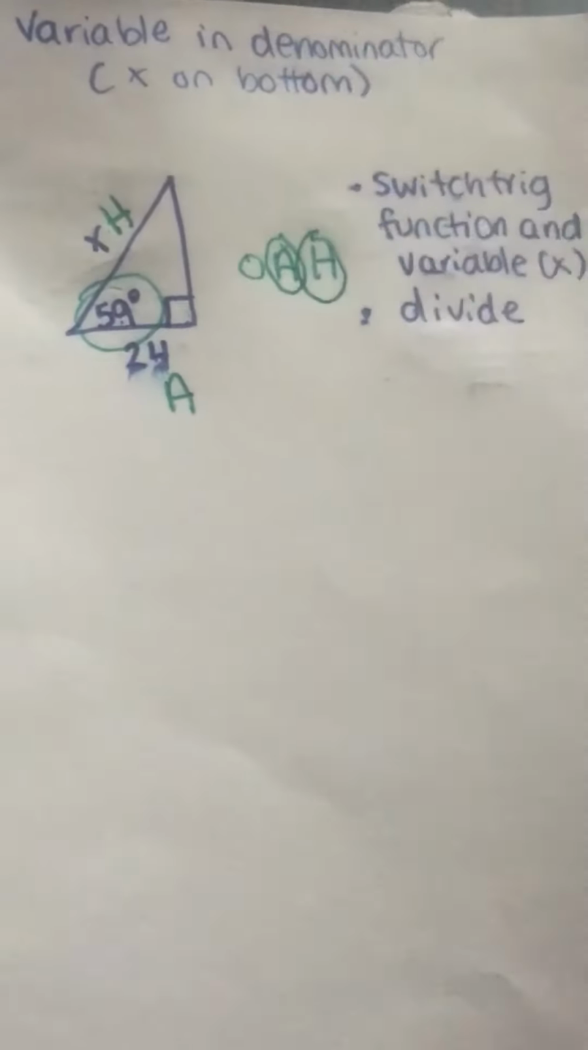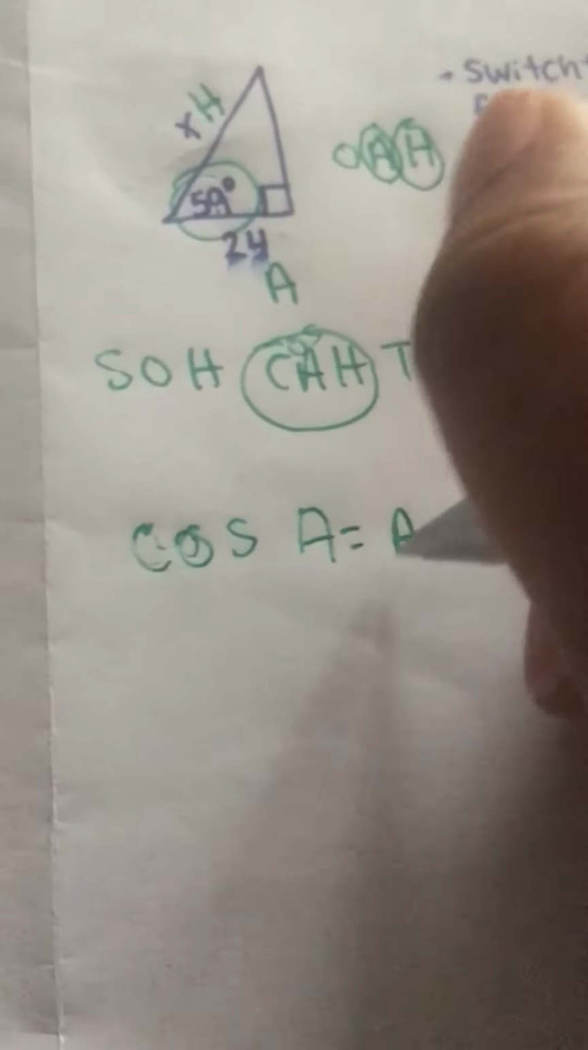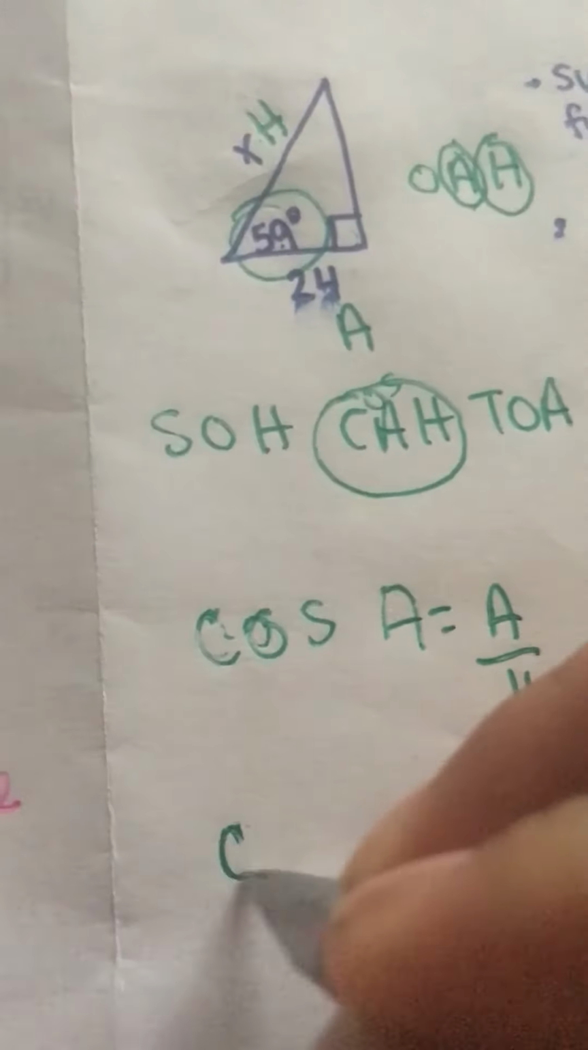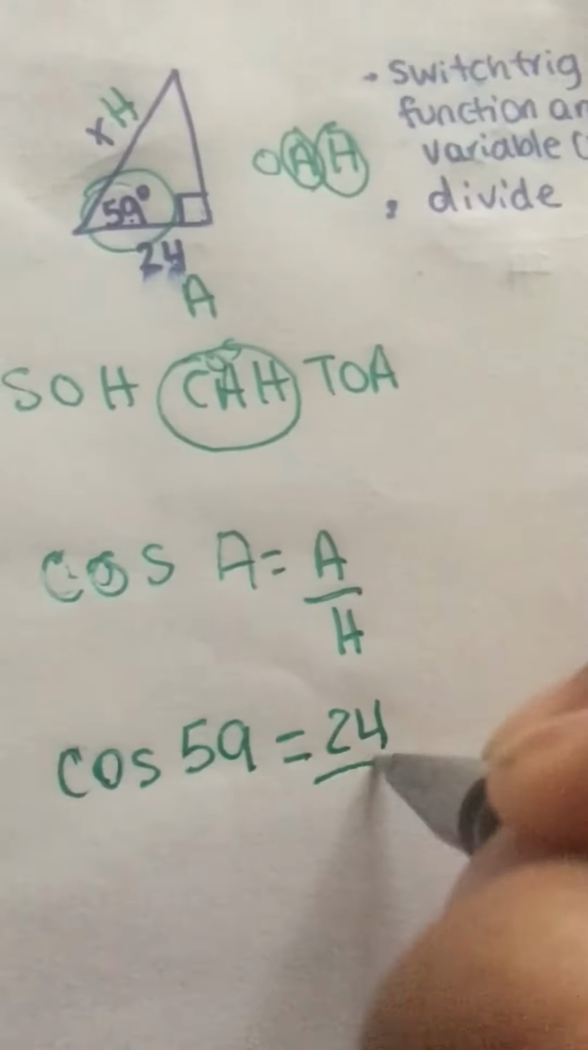The x is across from the right angle, and it's the longest side, so it's automatically the h for hypotenuse. So in our SOH CAH TOA, the only one that uses a and h is CAH. So CAH stands for cosine. So we set it up. Cosine of an angle equals adjacent over hypotenuse. So remember, the angle is always on the inside. So cosine of 59 equals 24 over x.